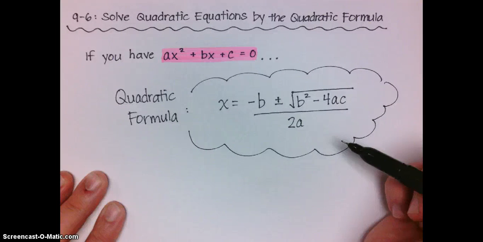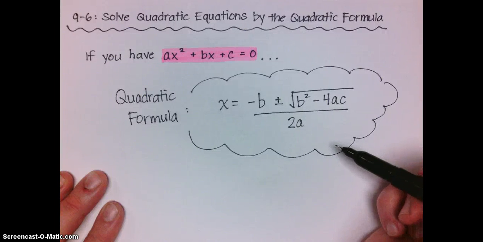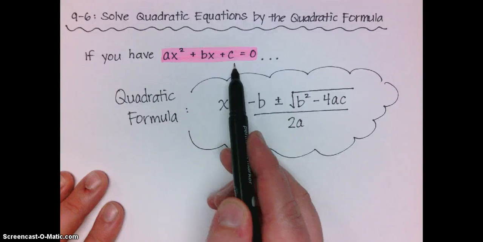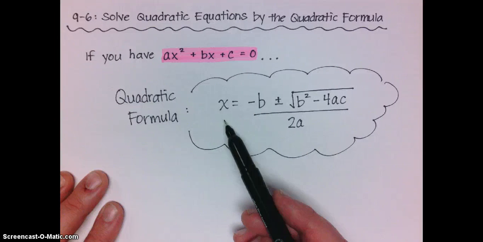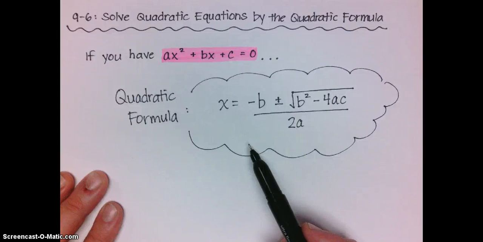Okay, it looks pretty messy, doesn't it? There's a lot to remember, but pretty soon you're going to have this memorized, and if you're using all three of those numbers, a, b, and c, and plugging it in, you can find your solutions. So if you're not good at factoring, this might be for you. If you're not good at graphing, this might be the way to solve quadratic equations as well.